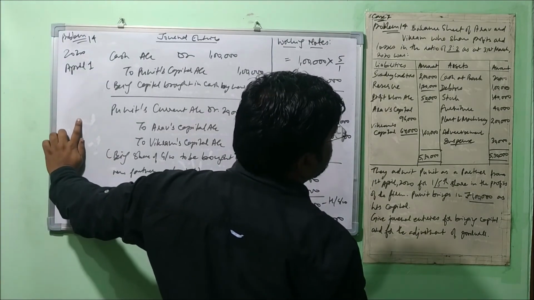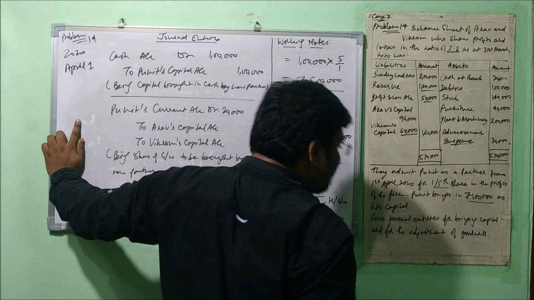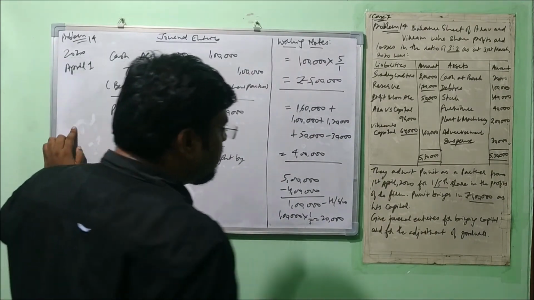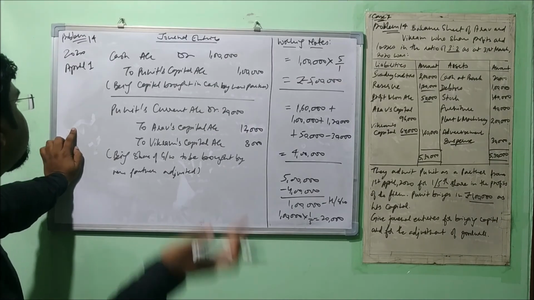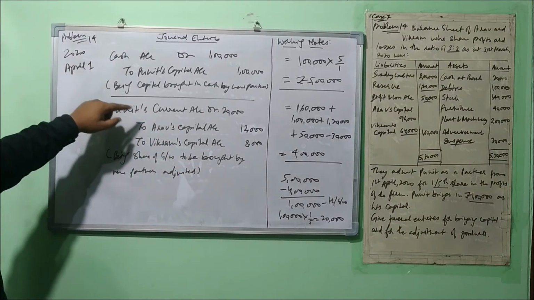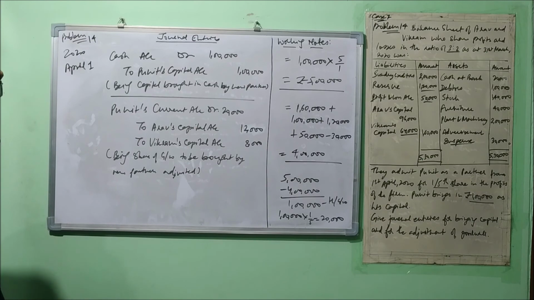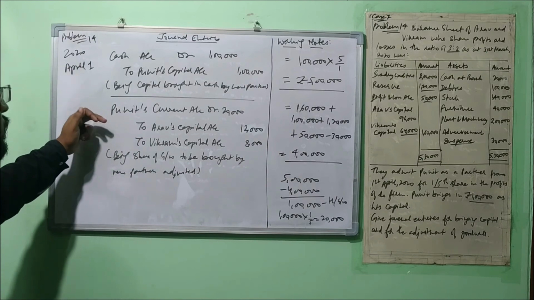The same situation will be applied here. The old ratio will be treated as the sacrificing ratio because there are no other changes. So 12,000 and 8,000. Once again, have a look. Two entries will be passed. One will be for bringing the amount of capital, and another will be for the adjustment of goodwill.